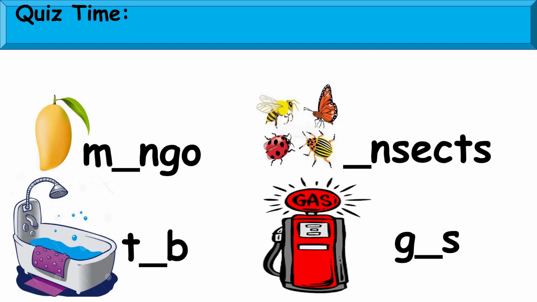We have here mango. It's the A sound, and that is letter A. Next, insects, and that is letter I. Next, we have here tub, that is U. Next one is gas, and that is letter A.